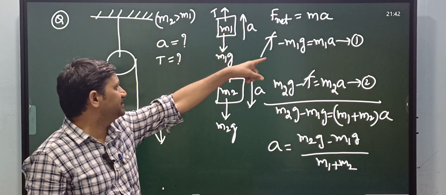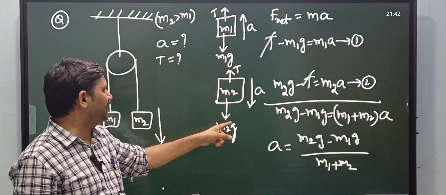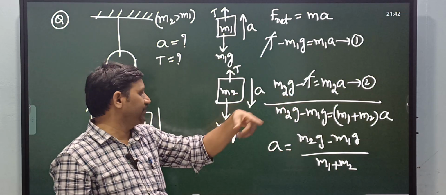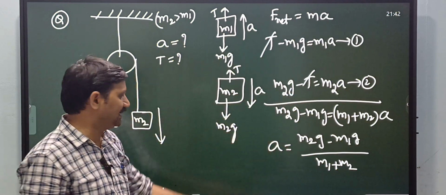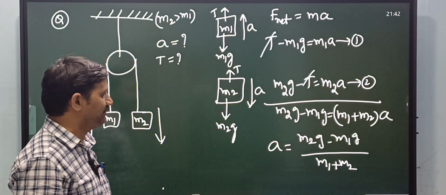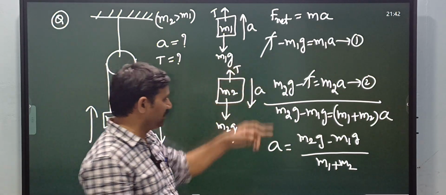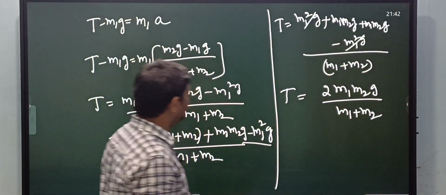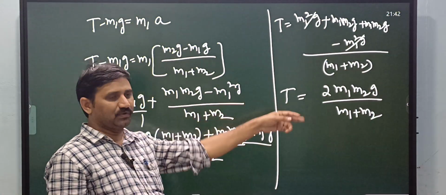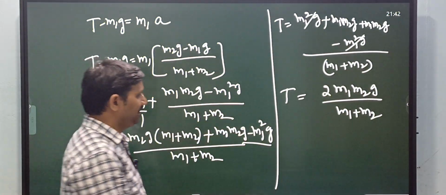So T minus m1g is equal to m1 into A. And m2g minus T is equal to m2 into A. From this you calculate acceleration A is equal to (m2g minus m1g) by (m1 plus m2). Substitute this A value in equation number 1, then you will get the tension. What is the tension? T is equal to 2 m1 m2g by m1 plus m2.